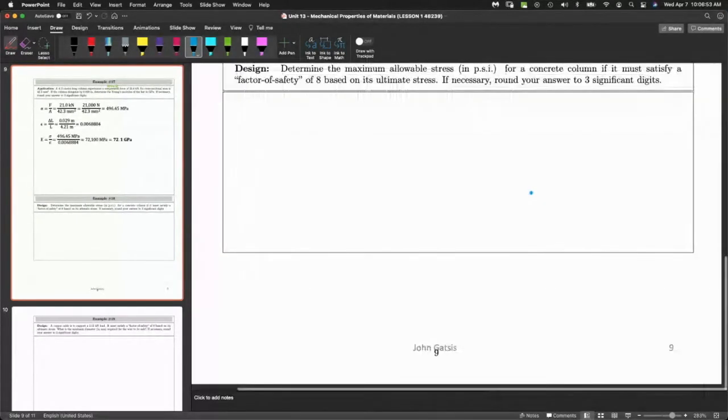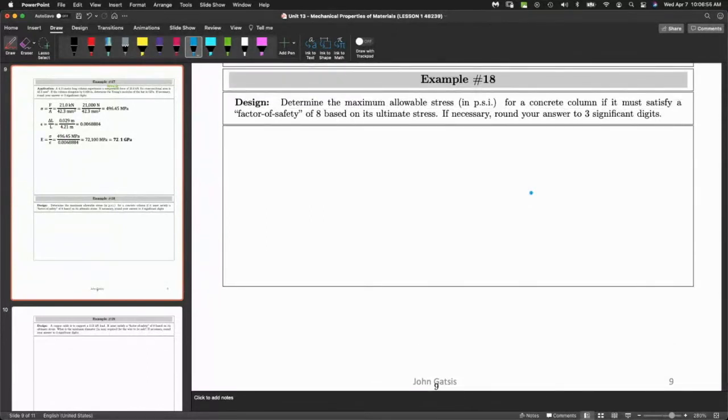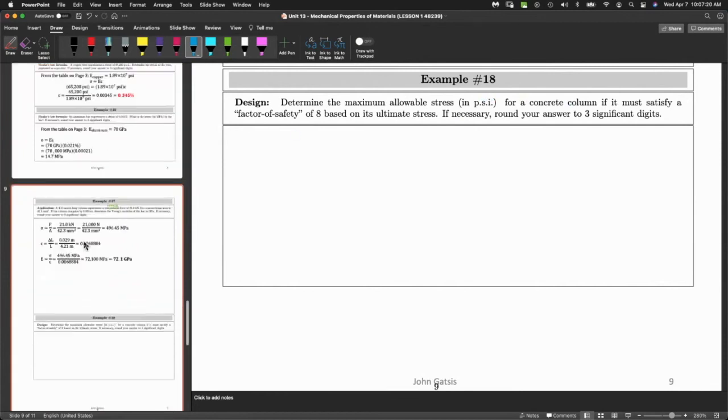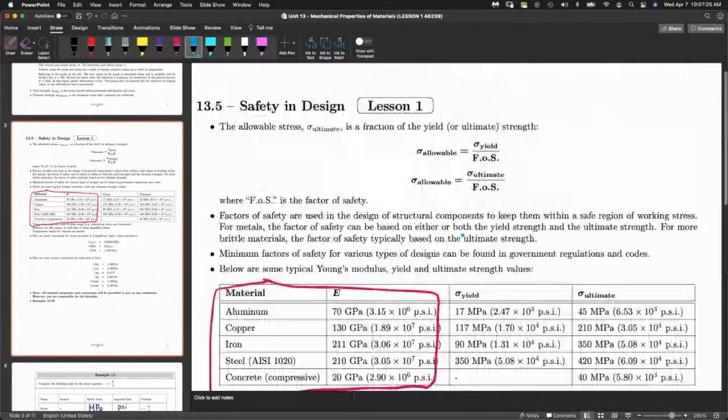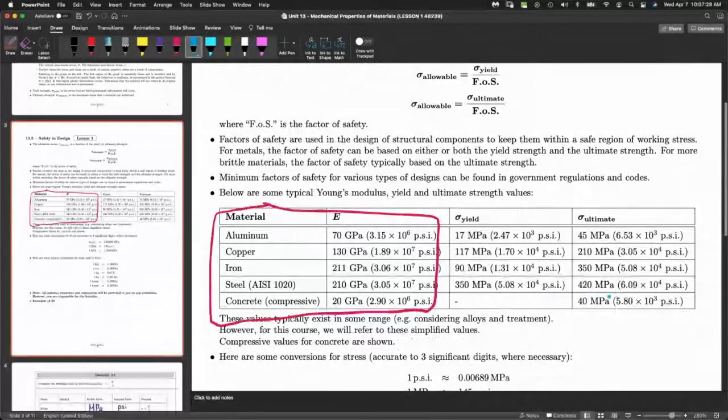Anyway, let's take a look here. Three more questions to go. Nothing too dangerous. So let's see what we have here. Determine the maximum allowable stress of a concrete column if the factor of safety is 8. Okay? So this question is not hard because all you're doing is accessing the number off the table. So it says here it's in PSI and it's concrete. So go back here and look for concrete. Here's concrete and it's PSI. So it's this one.